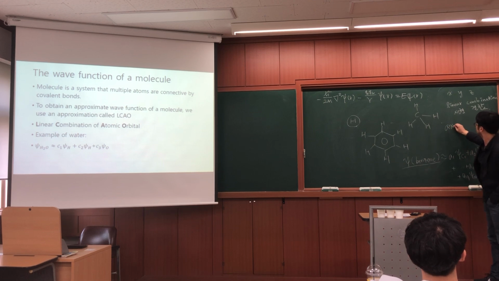Combination means you multiply some coefficients or constants and just add or subtract. So this is the general form of a linear combination. If you multiply those two, then this is not linear. This is not linear.